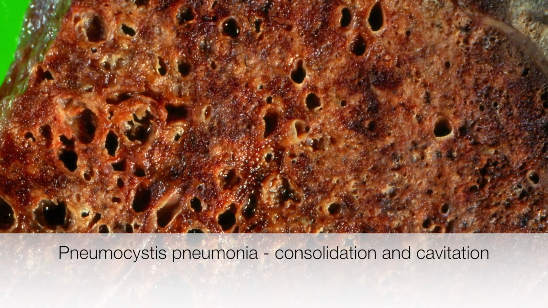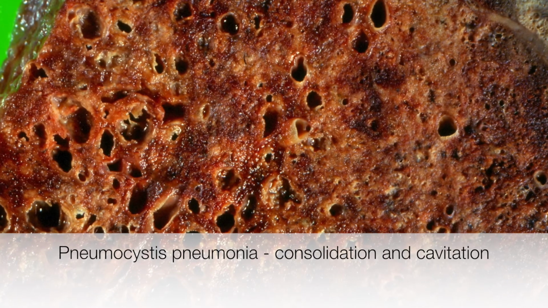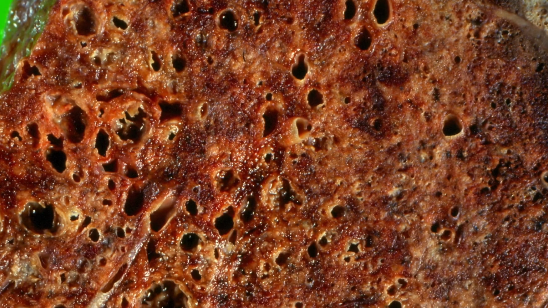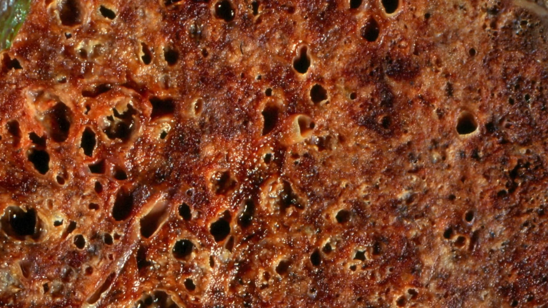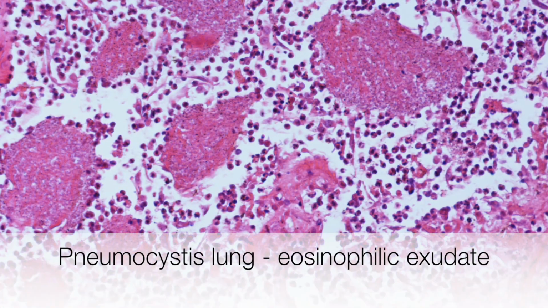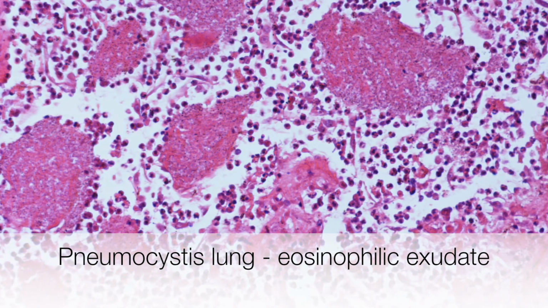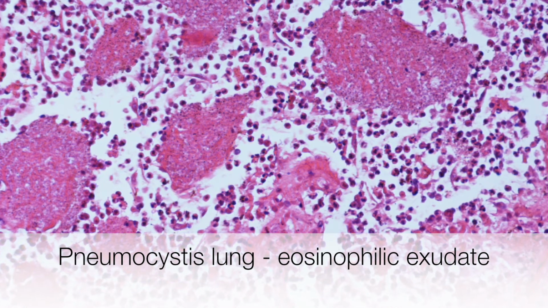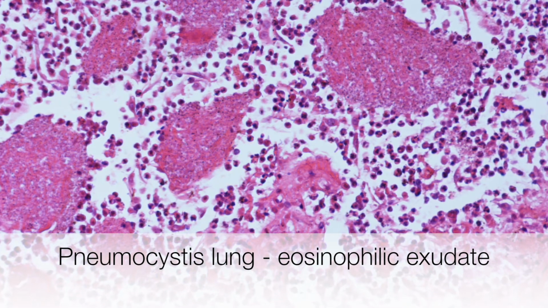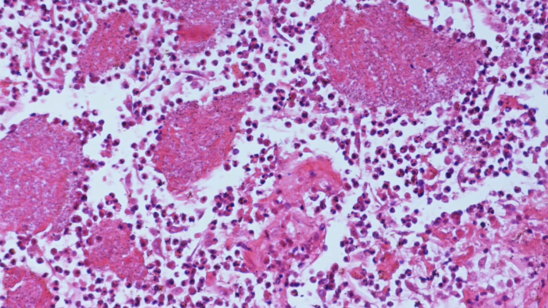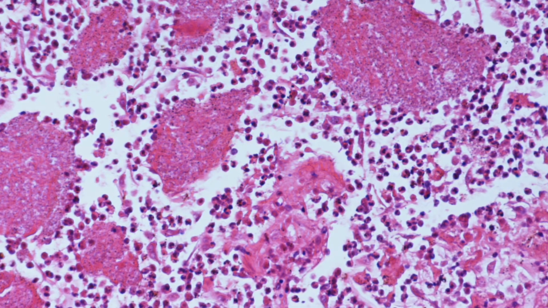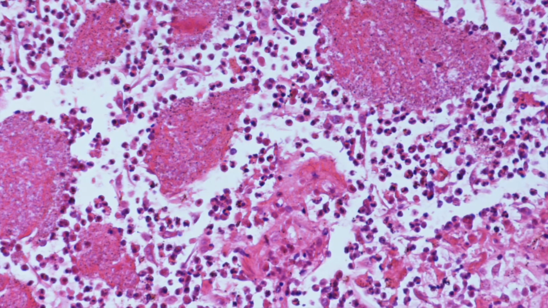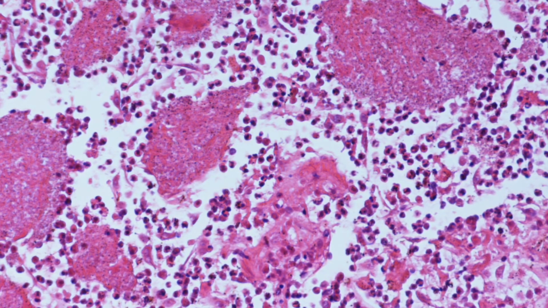This is the gross appearance of Pneumocystis pneumonia with consolidation of the lung, and there is also cyst formation. It is this that puts patients at risk of developing pneumothorax. This H&E stained section from a patient with Pneumocystis pneumonia shows the typical features. The obvious feature is the bubbly eosinophilic alveolar exudates that are devoid of inflammatory cells, but you can see that around them there is quite an obvious interstitial inflammatory infiltrate.